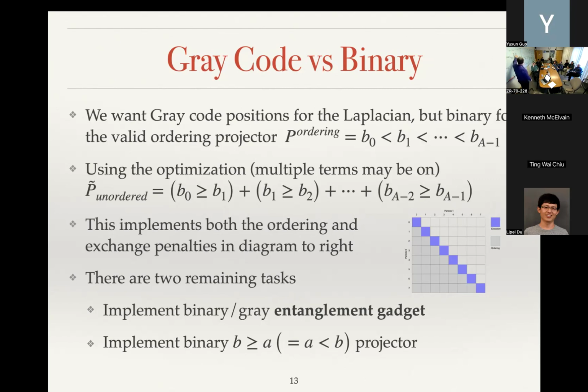But I want the Gray code for the Laplacian because it's simple, right? So what I'm doing here is showing how I can build a projector that tells me when I've picked the wrong representative for a state. So I want to penalize product states that don't correspond to anti-symmetrized states.